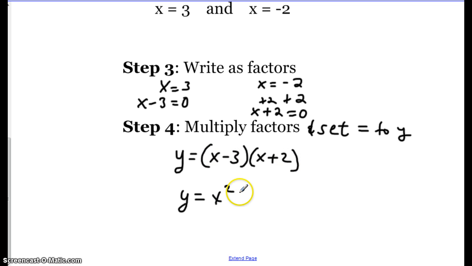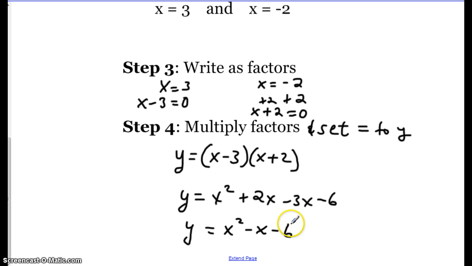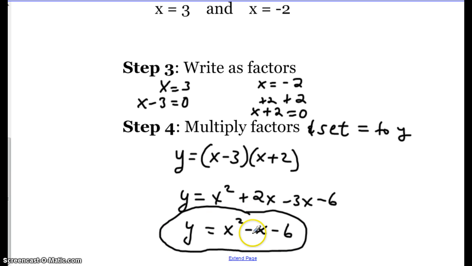And then my outside would be plus 2x. My inside would be minus 3x. And then minus 3 times 2 would be negative 6. And then I would combine like terms. These two we can add and get negative x. So to find our equation with roots of 3 and -2, this would be the equation. If we put that in the calculator to check, it should have x-intercept at 3 and -2.